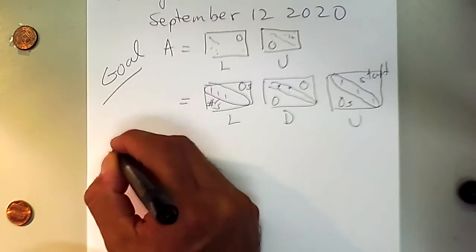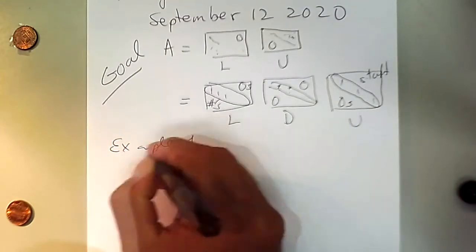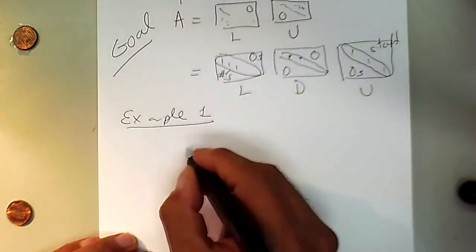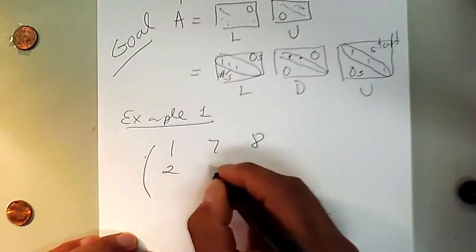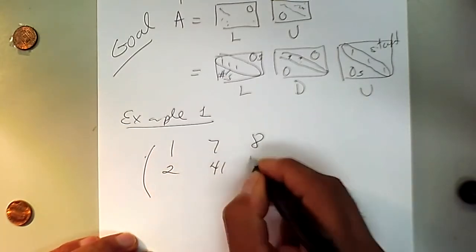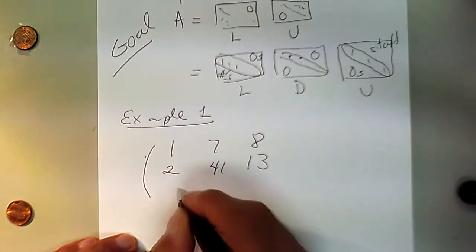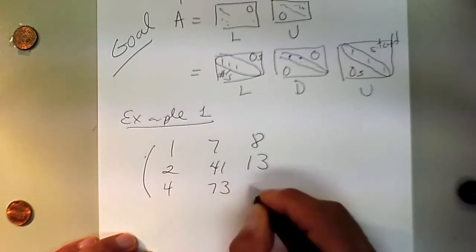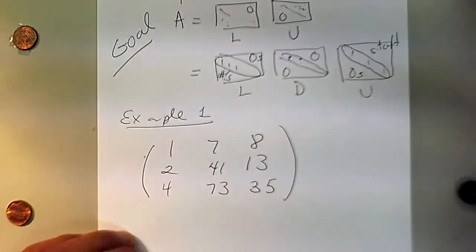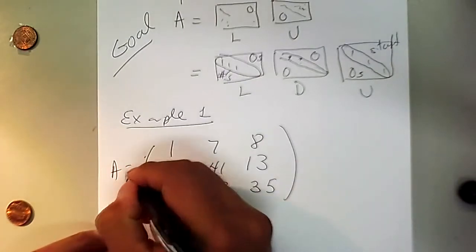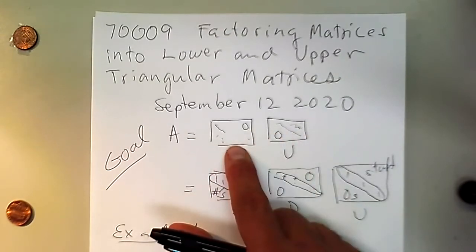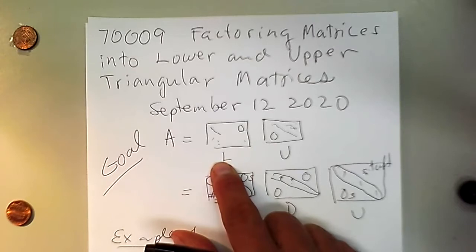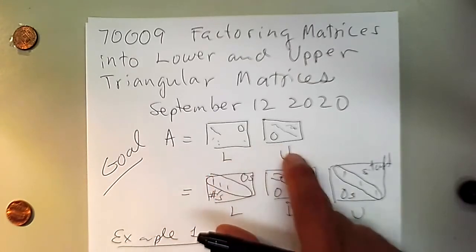So this is going to be example 1. Let's start with this matrix: 1, 7, 8, 2, 41, 13, 4, 73, 35. Okay, so there is our matrix A, and our goal is initially to factor it into two matrices. One is going to be labeled L for lower triangular matrix. The other one is going to be U for upper triangular matrix.